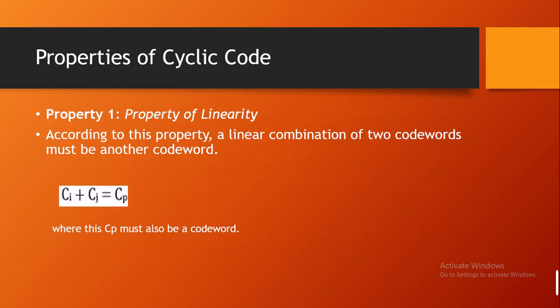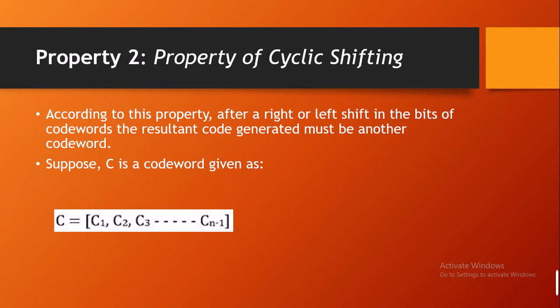Coming to property 1 of cyclic code, that is the property of linearity. According to this property, a linear combination of two code words must be another code word, that is Ci plus Cj equals Cp, where Cp must always be a code word. Property 2 is cyclic shifting. According to this property, after a right or left shift in the bits of a code word, the resultant code generated must be another code word.